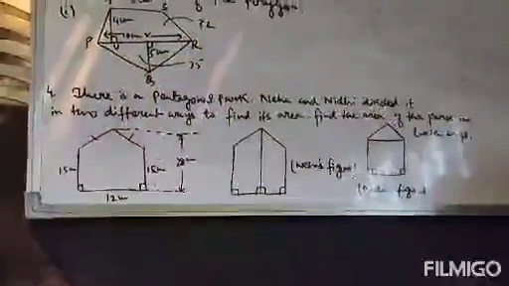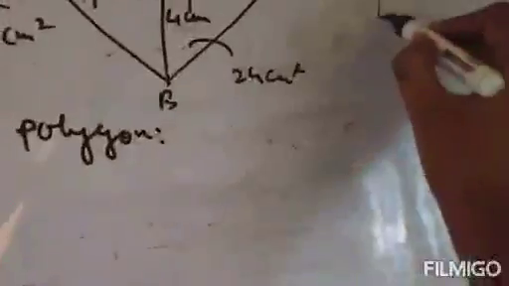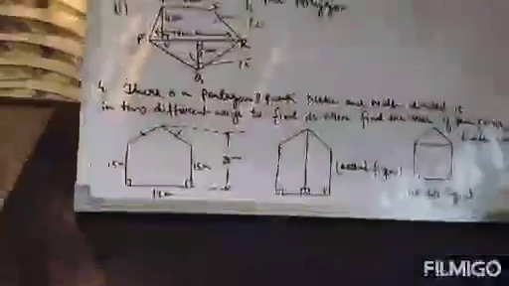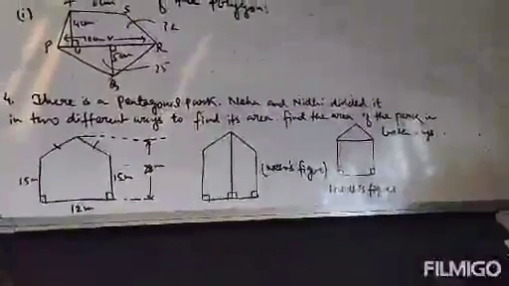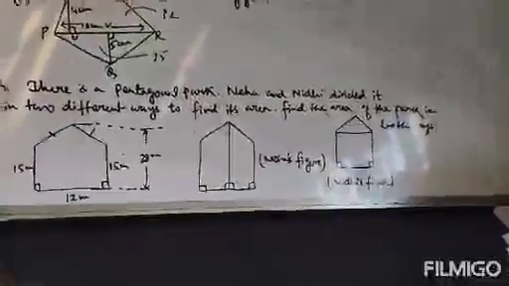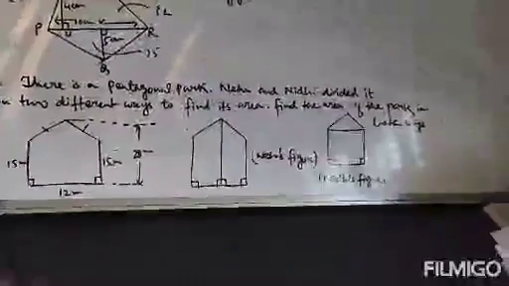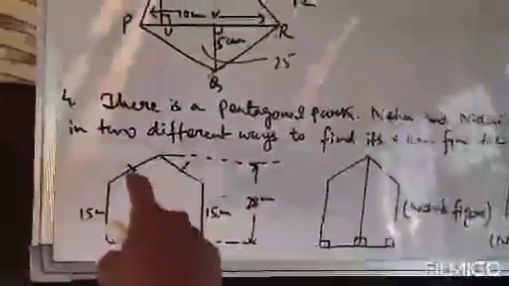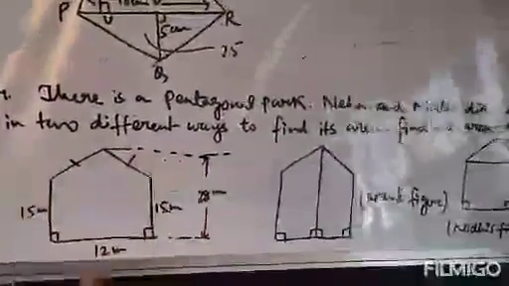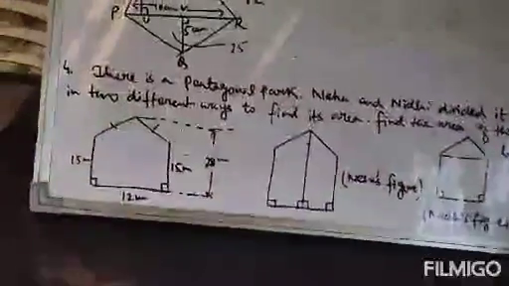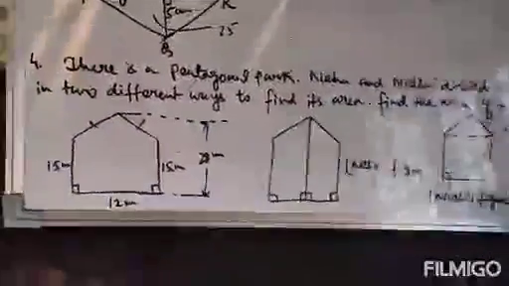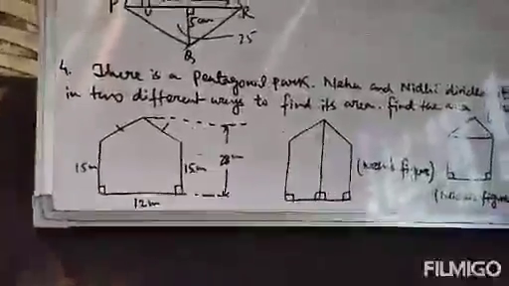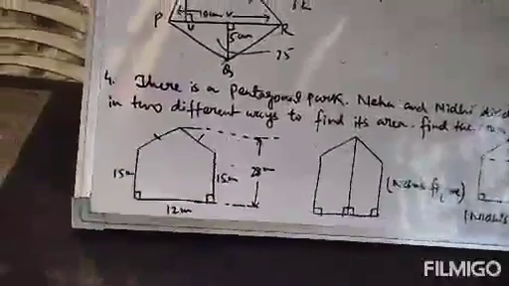It says question number 3, but there is a question number 4, not 3. Question 3 will be your homework. So question 4: there is a pentagonal park. Neha and Nidhi divided it in two different ways to find its area. Find the area of the park in both ways. This park is of pentagonal shape, the lengths of different sides are given, and the park is divided by Neha and Nidhi in two different ways to find the area of this park.